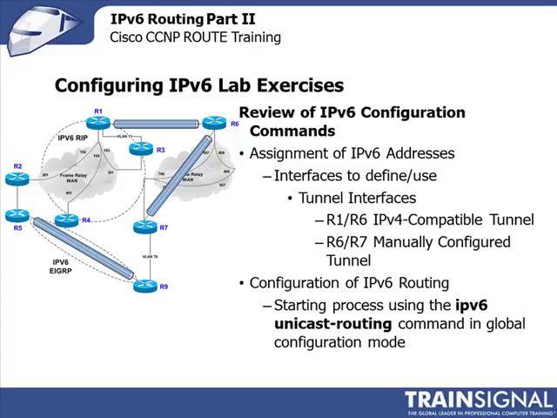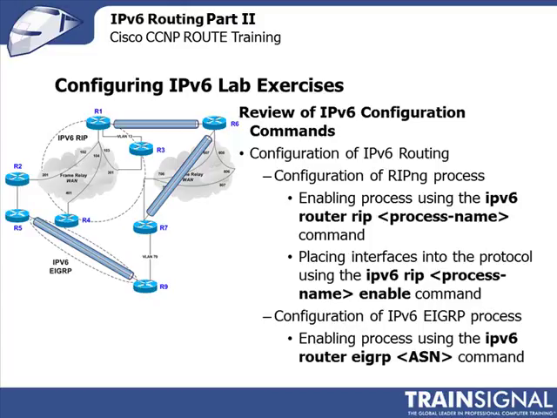Obviously, to start the routing, we'll be using the IPv6 unicast-routing command from global configuration mode. We will then configure the RIP next generation process on routers 1, 3, and 4, the IPv6 router RIP process name, and then placing the protocol on the interfaces using the IPv6 RIP process name enable command.